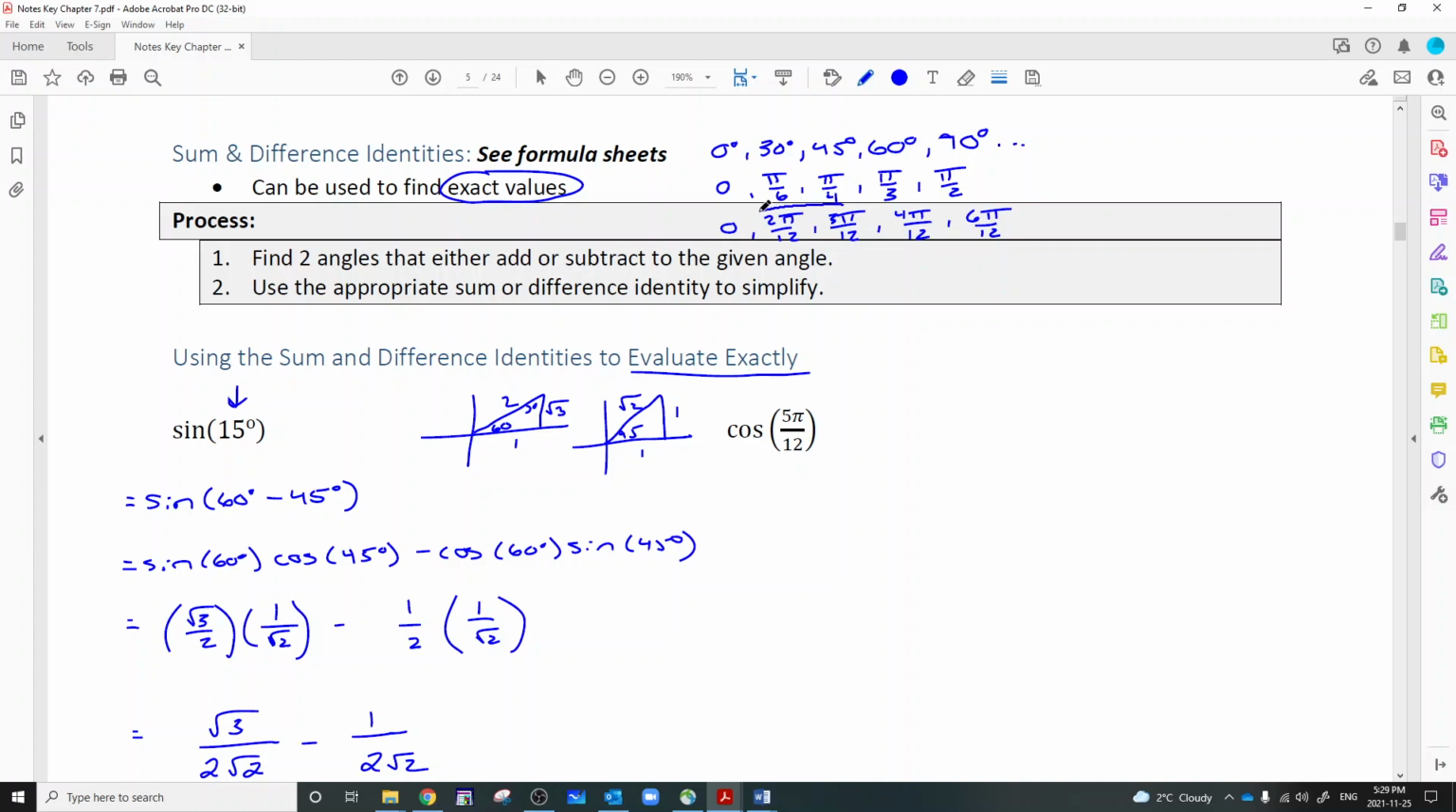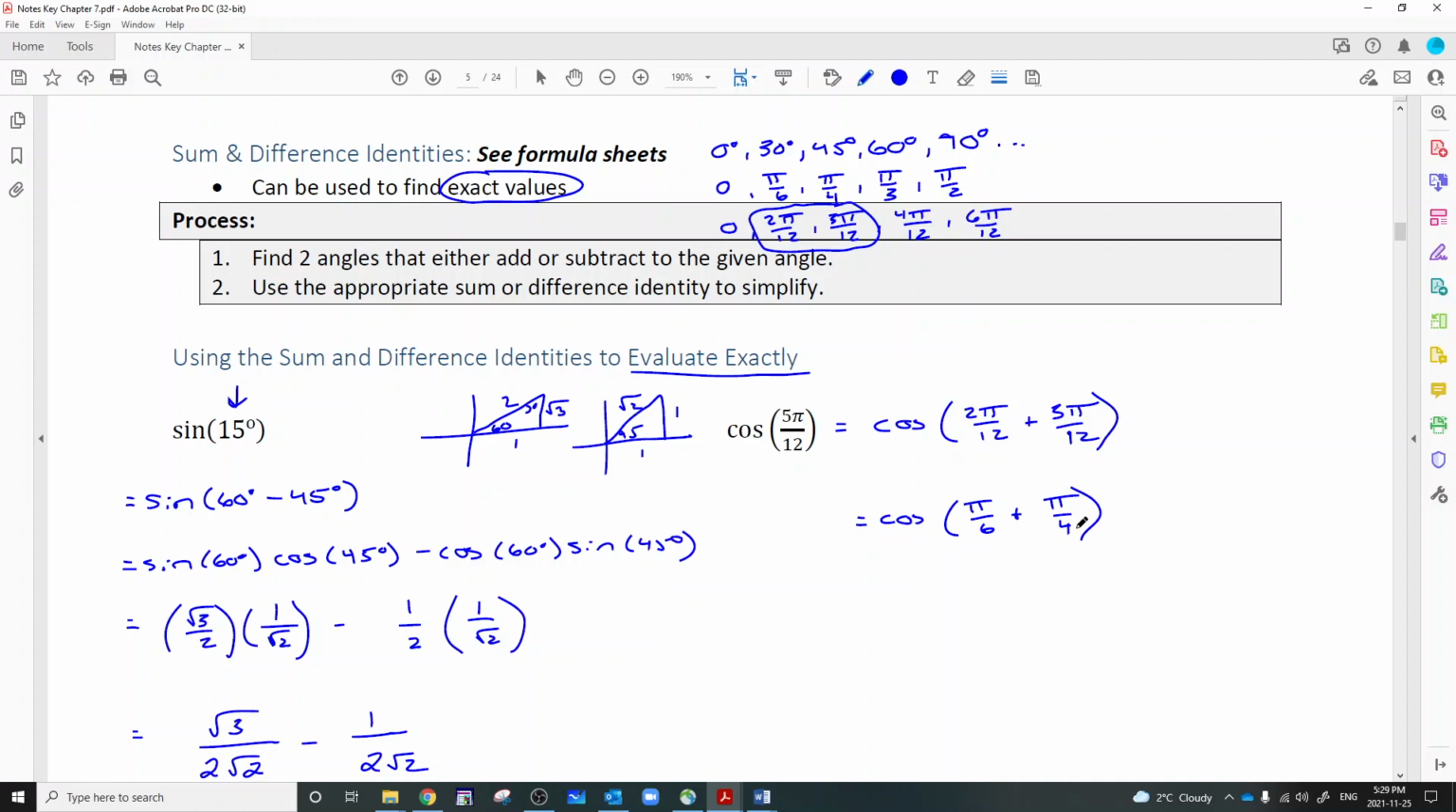Well, the only combination I see right now is 2 pi by 12 plus 3 pi by 12. So I'm going to replace this with the cos of 2 pi by 12 plus 3 pi by 12. Now, those aren't really useful for me because I can't remember which one's which. So I'm going to change that back to pi by 6 plus pi by 4.